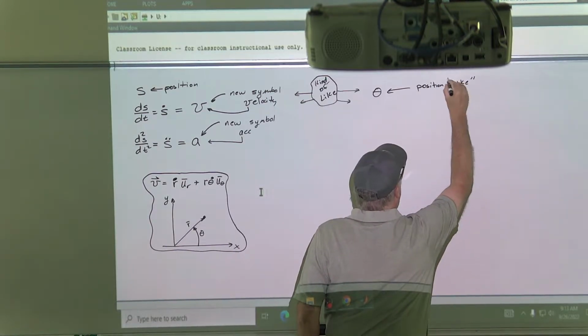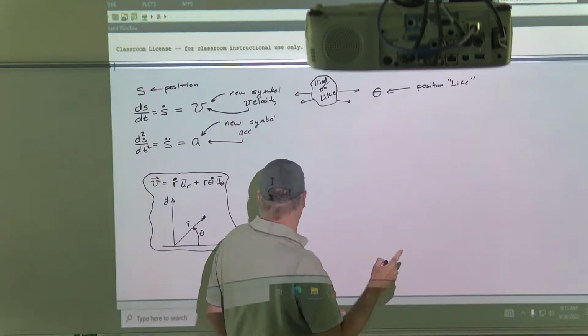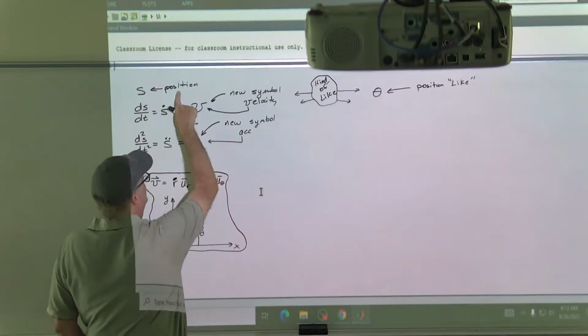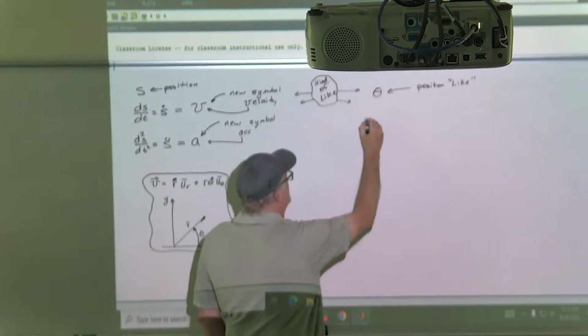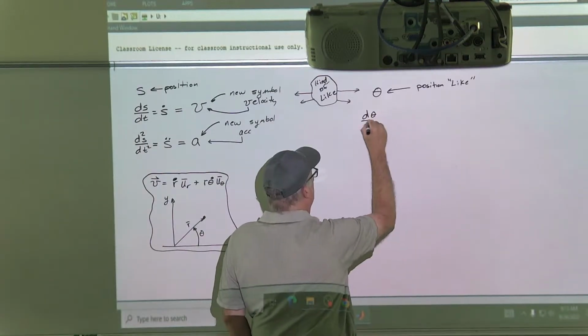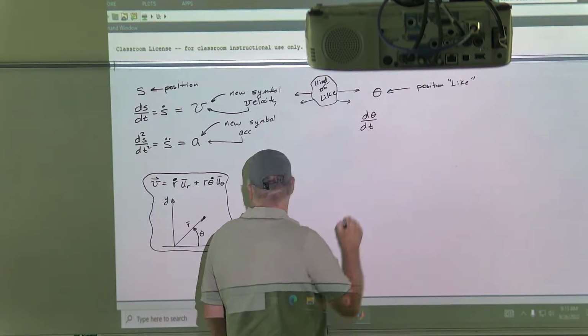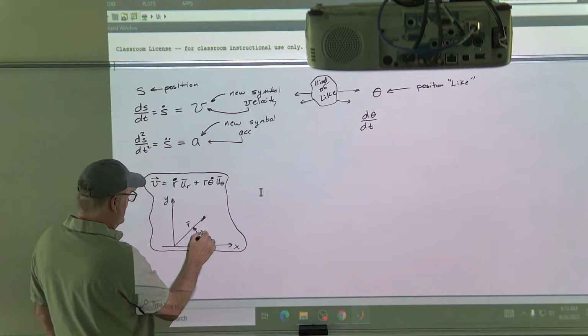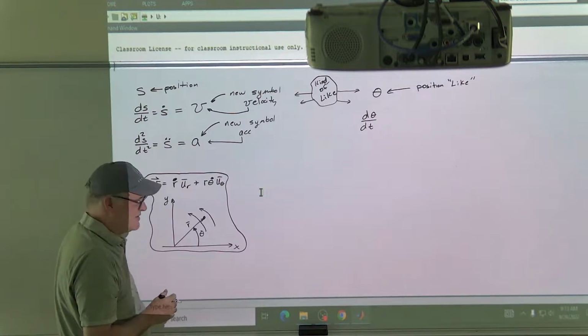Okay, so it's position-like. It's not really position-like, but it's similar to this. And then somebody says, hey, we might have a time derivative of that. In other words, you're at 30 degrees or something, but it might have a velocity in this direction. It might also have an acceleration kind of in that direction.